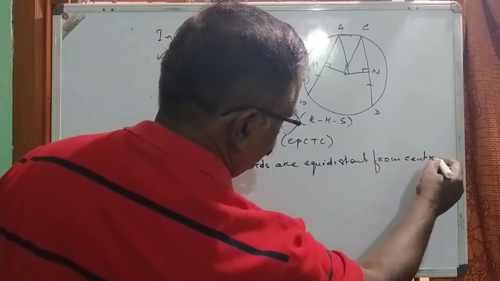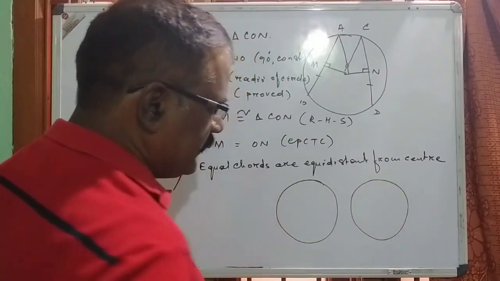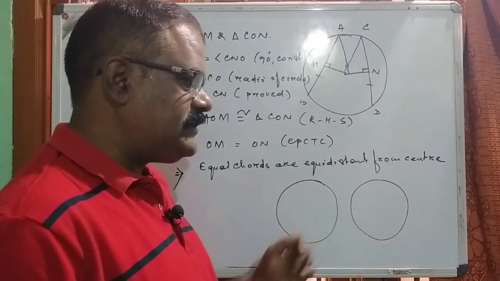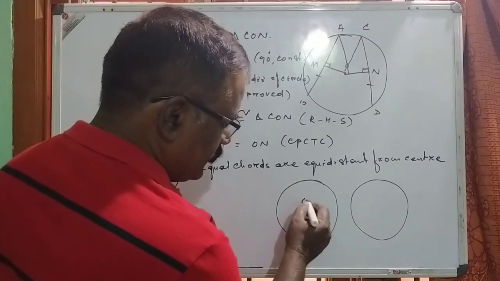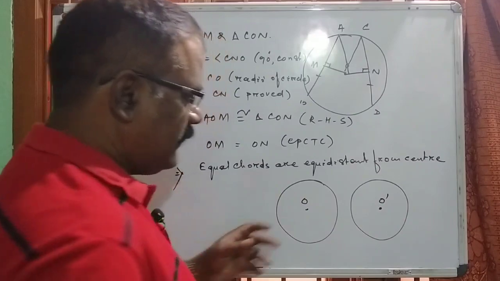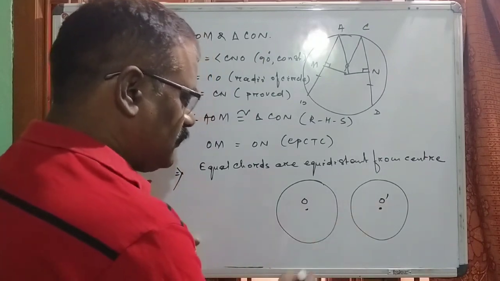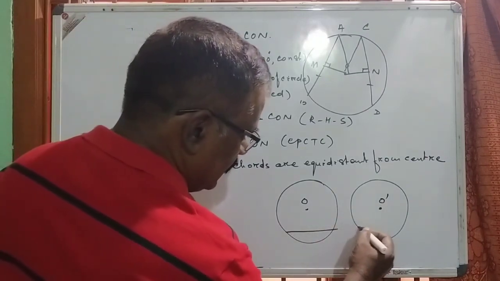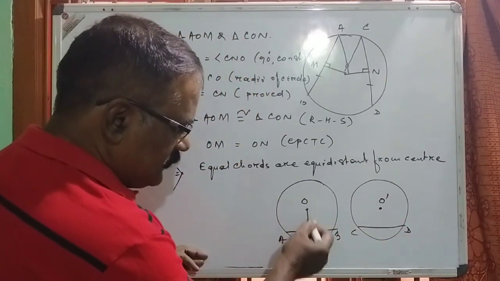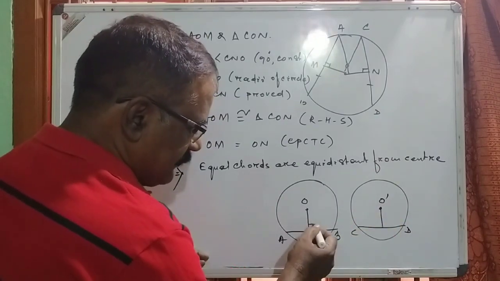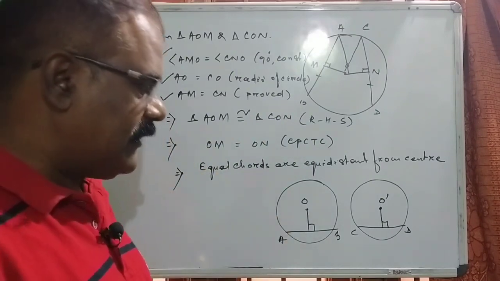This can also be proved in two congruent circles. Congruent circles, as you know, are circles in which the radii are equal. Suppose O is the center of one circle and O dash is the center of another circle, but both circles are congruent. In that case also, in the same manner, we can prove that if chord AB and chord CD are equal, then they are also equidistant from the center. Just like the previous one, here also we can prove it in the same manner.